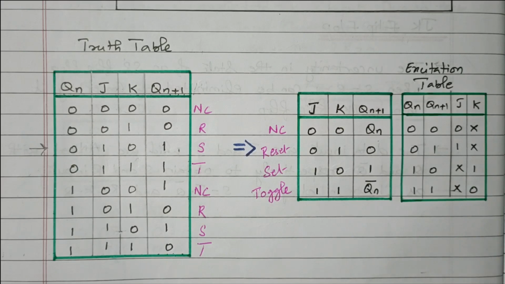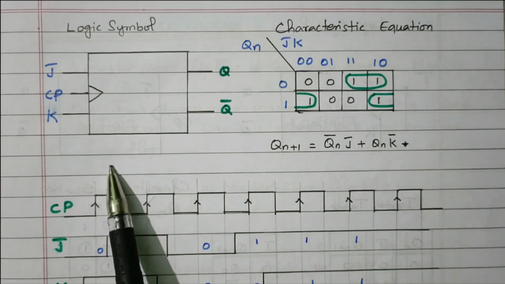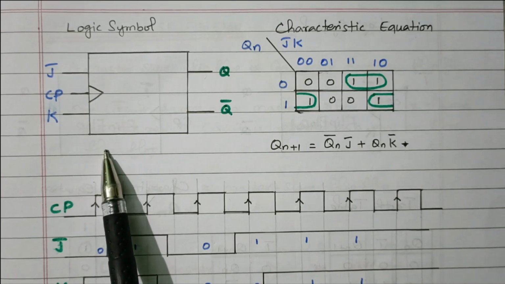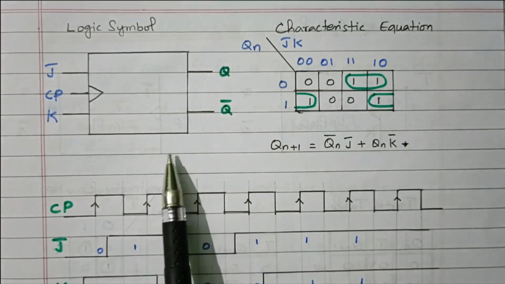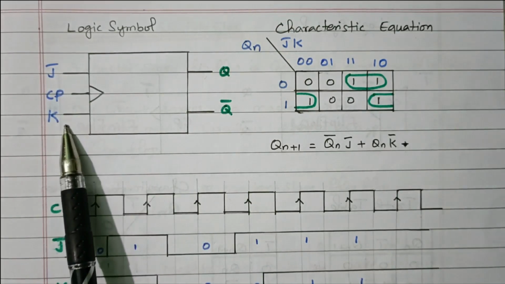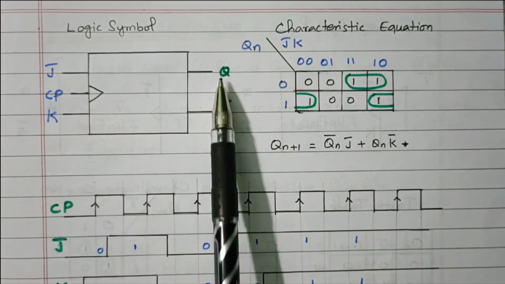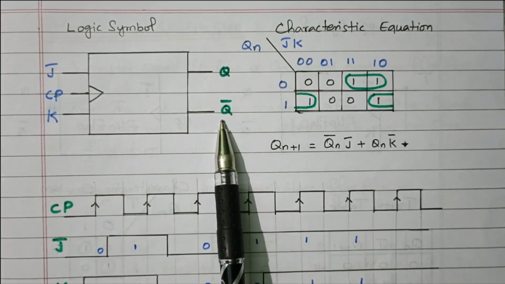Right? A truth table means, from the input we are checking the output. An excitation table means, for the given output we are checking what the input is. Now we'll go to the logic symbol and characteristic equation. So this is the logic symbol. Earlier we discussed the S R flip flop. From that we constructed JK. So this is the total JK flip flop: J and K, two inputs, clock pulse, output and complement of the output.